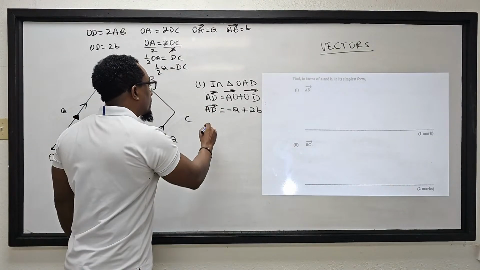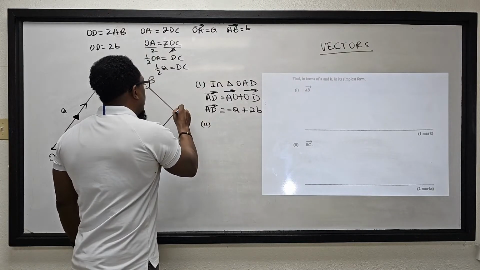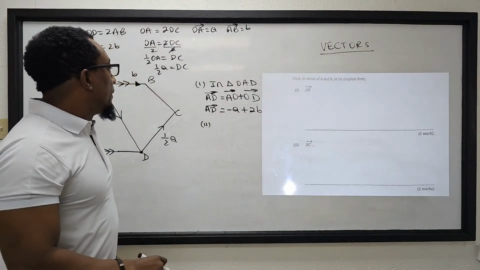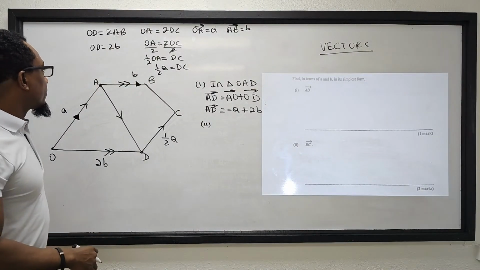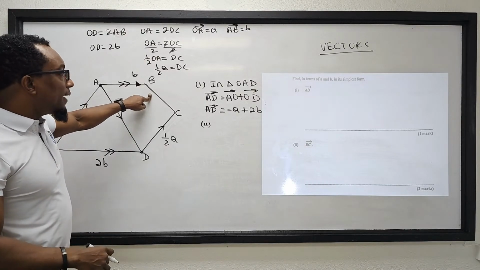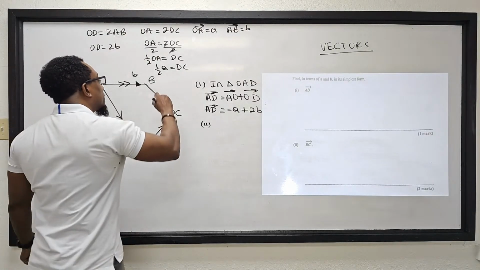Let's do part 2. So I wanted to find here BC. Where is BC? This is BC here, right? So I'll put the direction from B to C.